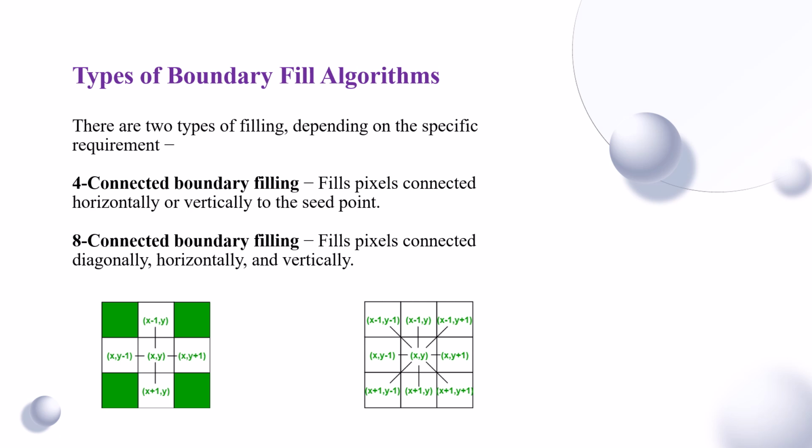Now, the main point is you have to learn the coordinates of these pixels. Like this is our point x comma y. So this adjacent, the right one, has the coordinate x comma y plus 1.